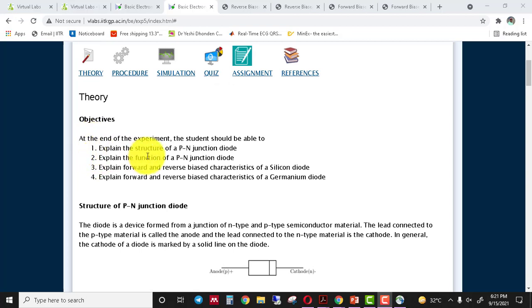First one is to explain the structure of PN junction diode. Second, explain the function of PN junction diode. Third, explain forward and reverse bias characteristics of silicon diode. And the fourth and last one is to explain forward and reverse bias characteristics of germanium diode. In this video I will cover only 3 objectives, that is the structure and function of the PN junction diode and the forward and reverse bias characteristics of silicon diode.